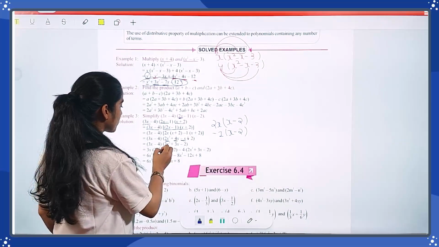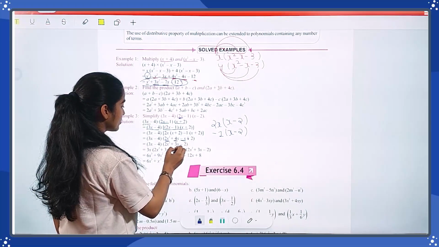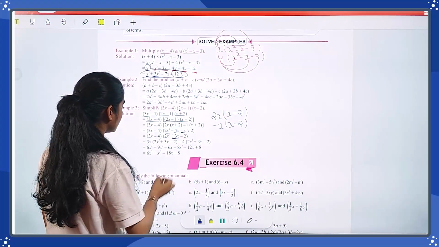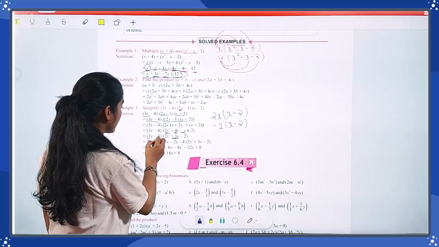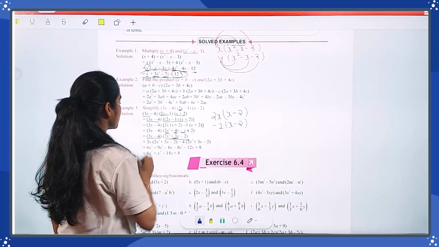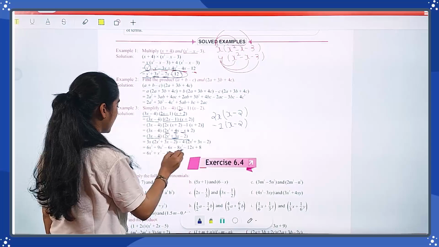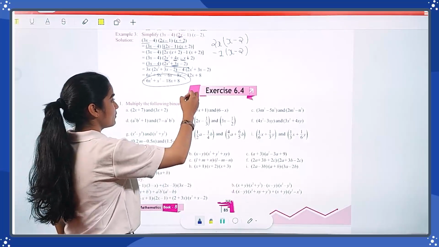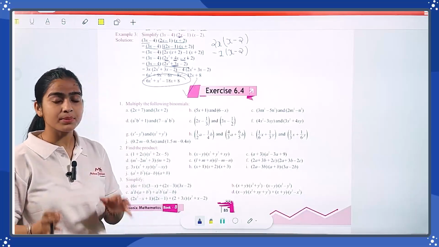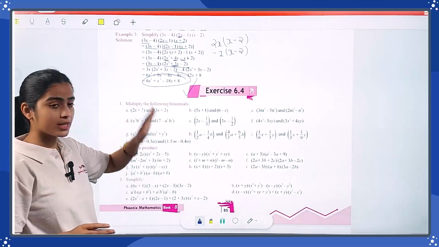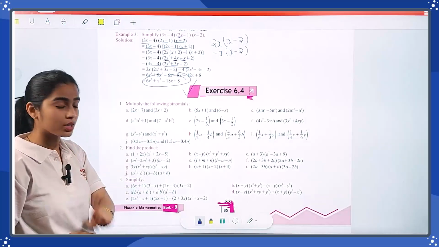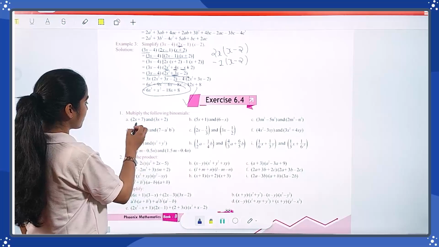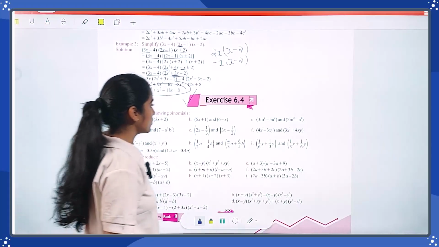Now 2x square plus minus 3x, then minus 2x. After this, what you have to do, now you have a binomial with a trinomial. I already explained to you in the previous section, so just solve like that and there is your final answer. So next we have exercise 6.4. So students, if you get the examples very clear, then you have to come to your exercise. Otherwise, first clarify your examples. So multiply the following binomials. So same thing you have to do here. We are repeating what we are doing in our examples.